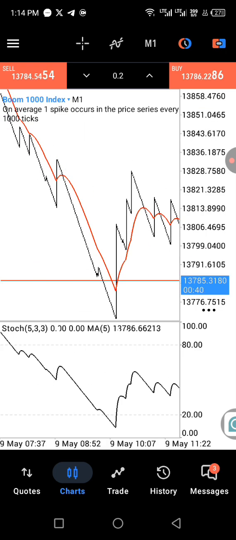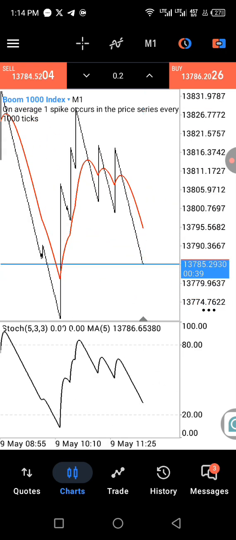Now the reason why I love trading boom and crash, especially this Boom 1000, is because you can easily catch 10 candles safely with this particular pair. Especially when you have met your confirmation. When the confirmation has been shown to you, you can easily scalp and get 10 candles.